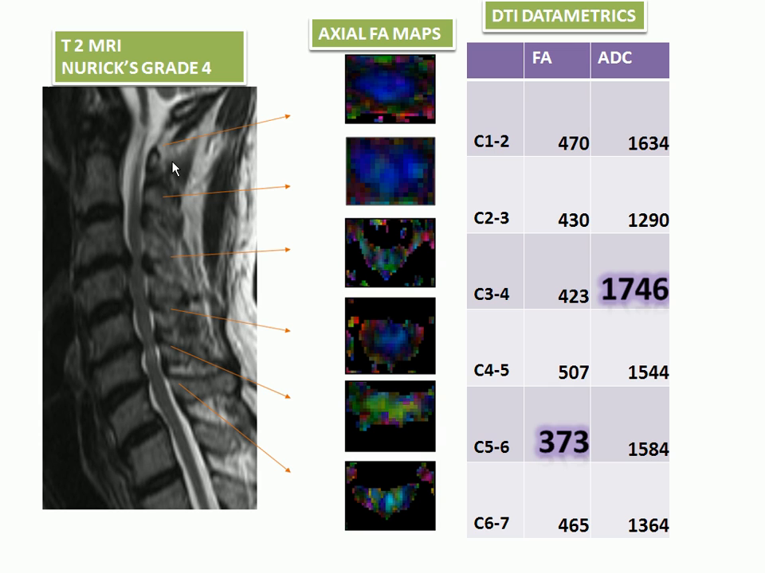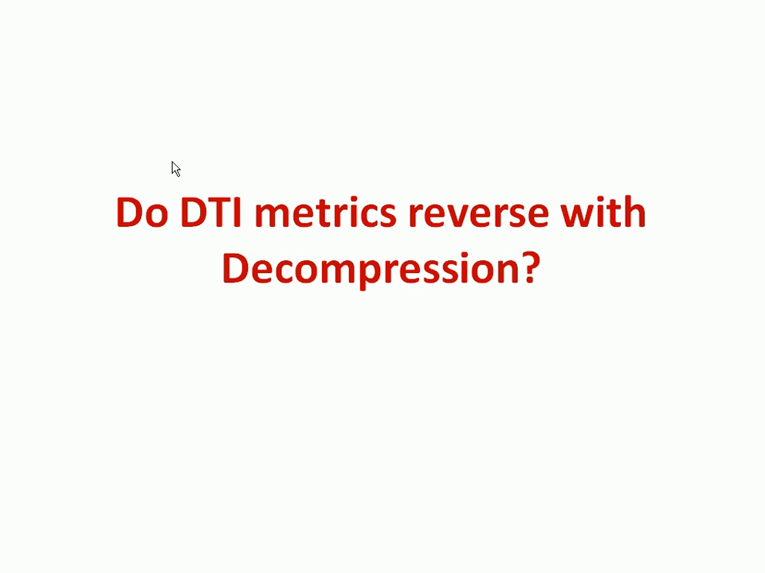Now in this patient you can find that this was the most significant compressive level in plain MRI, but data metrics showed that there was actually more functional disturbance at C5-6, because the dip in the data metrics is much more here. So that gave us an additional clue that a single level decompression here is not sufficient, and probably this patient requires a multiple level decompression.